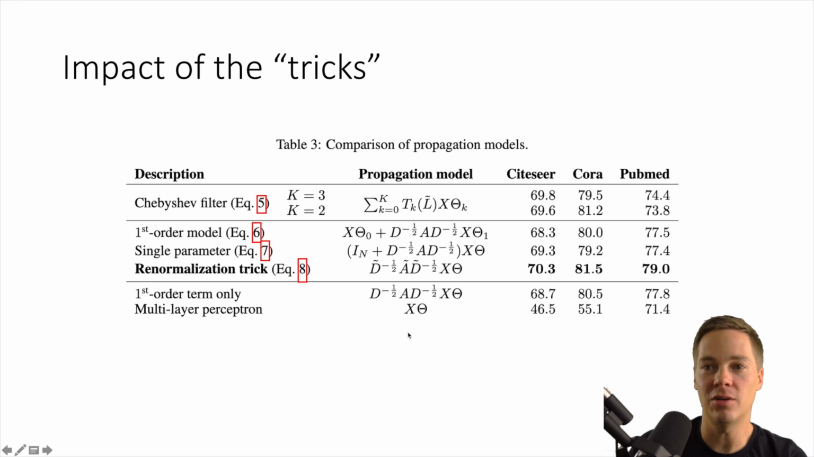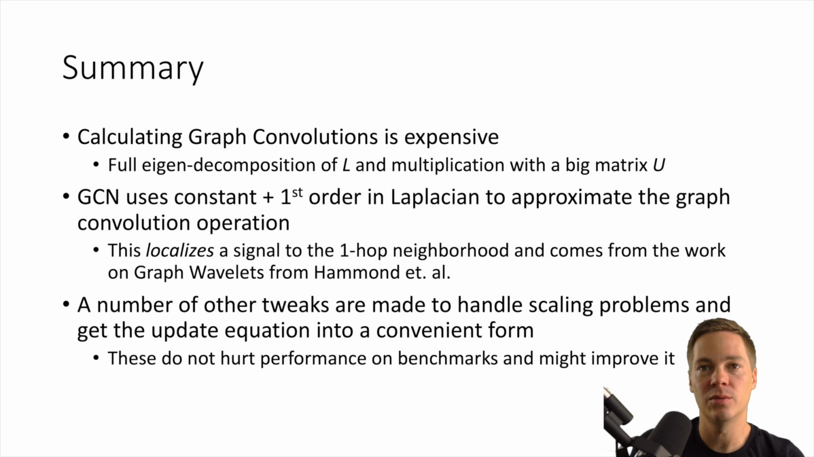The takeaway here is that all of these tricks simplify and give us this nice, convenient layer form out the other end, and none of them substantially hurt, and some of them might actually improve things. To summarize, we're calculating graph convolution approximations because doing it the right way is very expensive. It requires the full eigendecomposition of our graph Laplacian, and then once we have it, we have to multiply with this big matrix U, which not only is expensive, but introduces this non-locality factor.